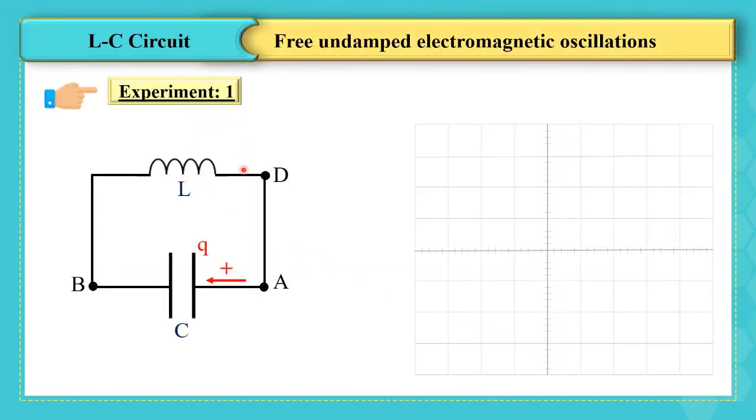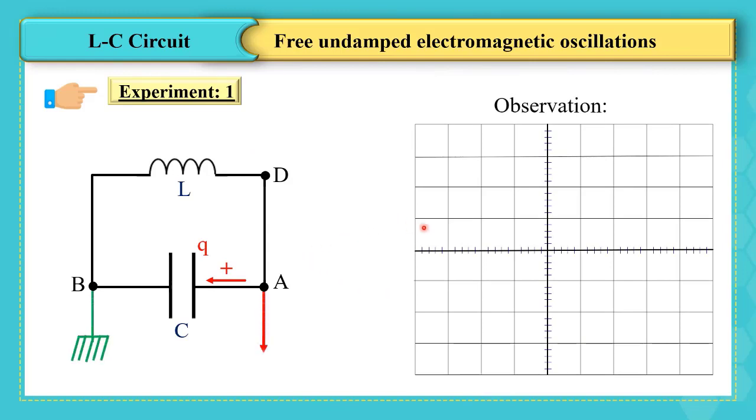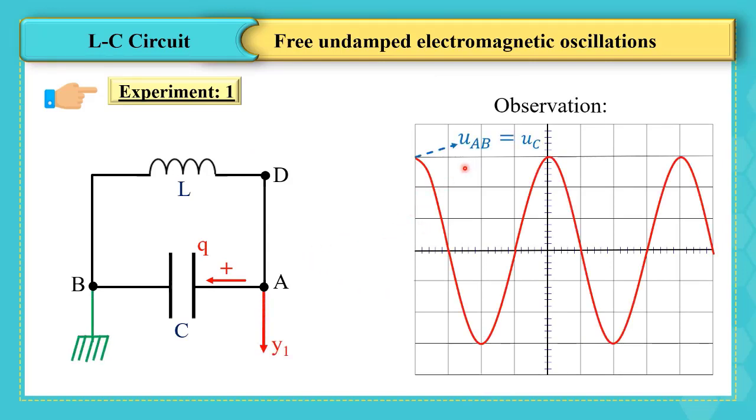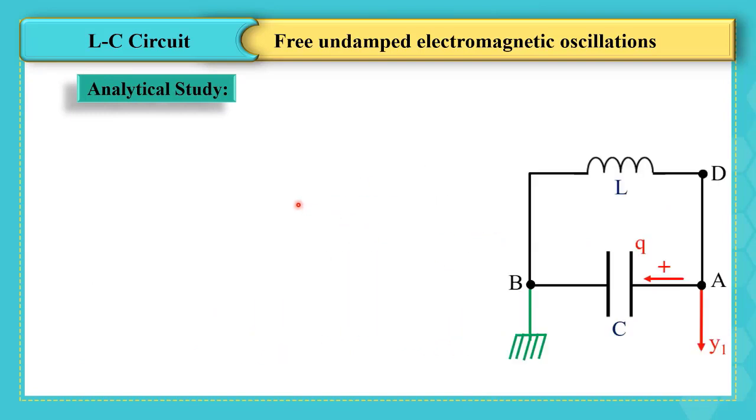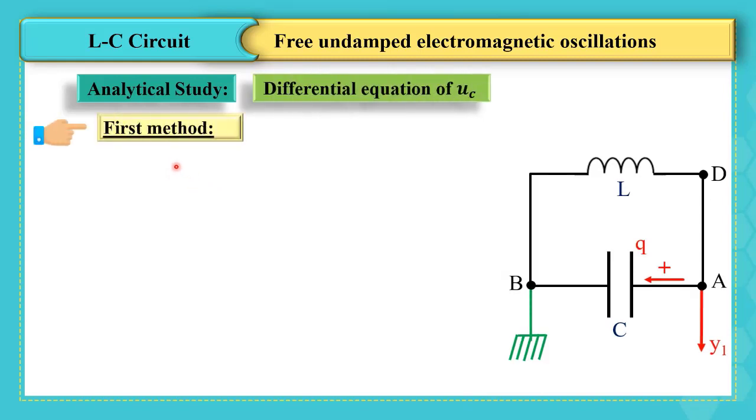As we saw in the first video, the shape of the voltage across the capacitor U_C during the electromagnetic oscillation has a sinusoidal form. Now, in order to prove this analytically, we will determine the differential equation and its solution. This differential equation can be obtained using two methods. The first one by deriving the expression of electromagnetic energy.